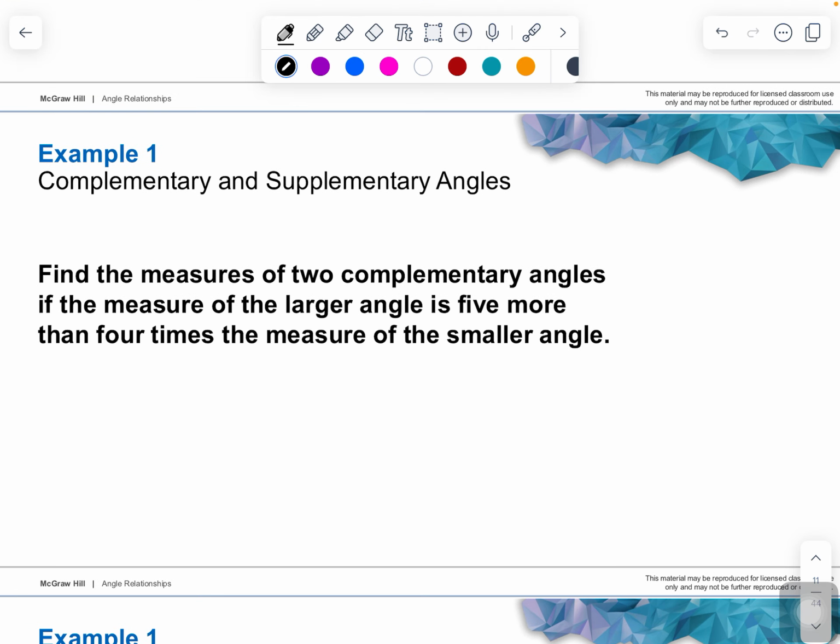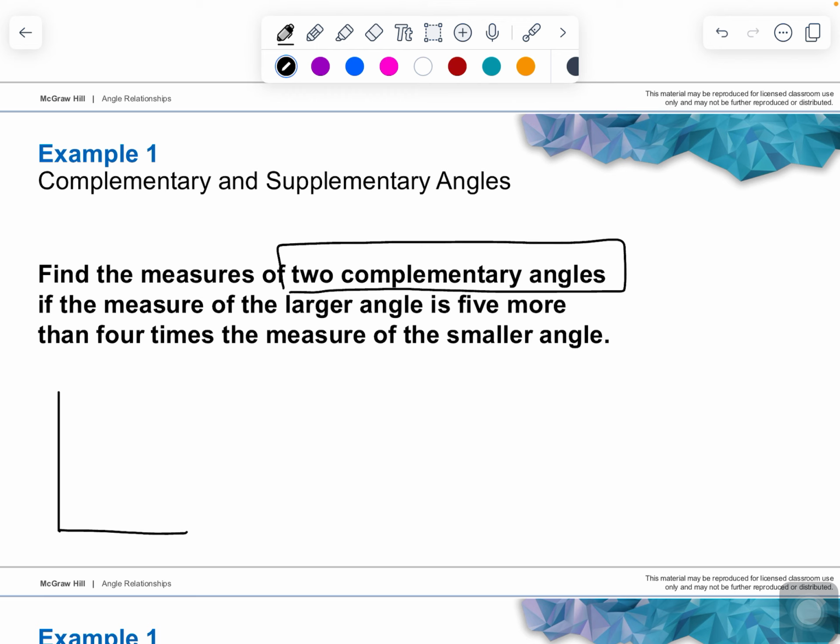So our first example that we've got here: find the measure of two complementary angles if the measure of the larger angle is 5 more than 4 times the measure of the smaller angle. What I recommend with this is you draw yourself an example. So, two complementary angles. I like to make them into adjacent angles. You don't have to. I like to. So I'm going to do this. They say that there's going to be a larger and a smaller. So I put them there, make them a right angle.